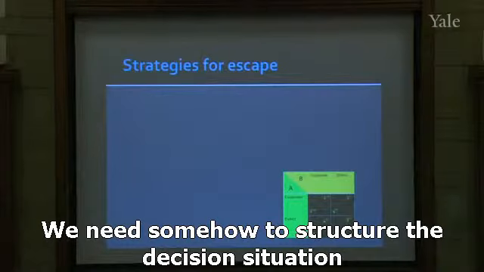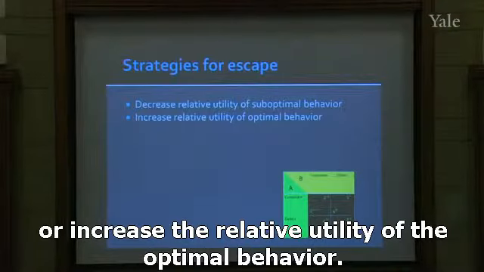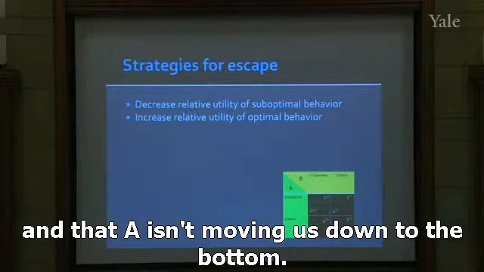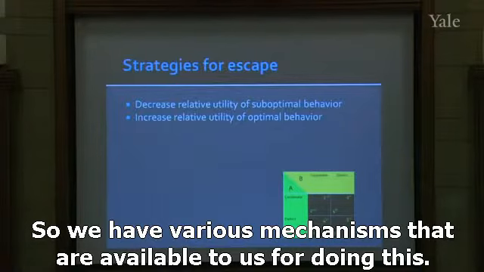Well, we need somehow to structure the decision situation so that we either decrease the relative utility of the suboptimal behavior or increase the relative utility of the optimal behavior. That is, somehow we want to make it the case that B isn't moving us over to the right and that A isn't moving us down to the bottom. That's the only way for us to get out of this situation. So we have various mechanisms that are available to us for doing this.